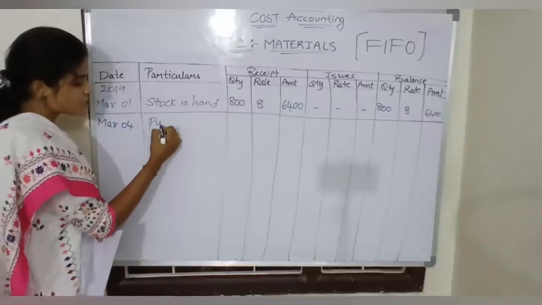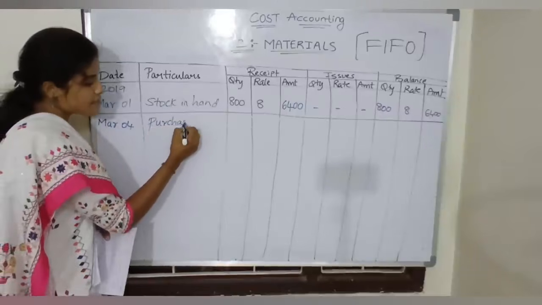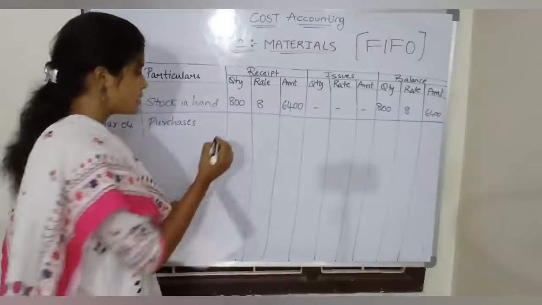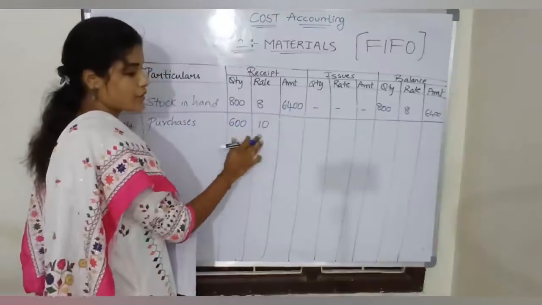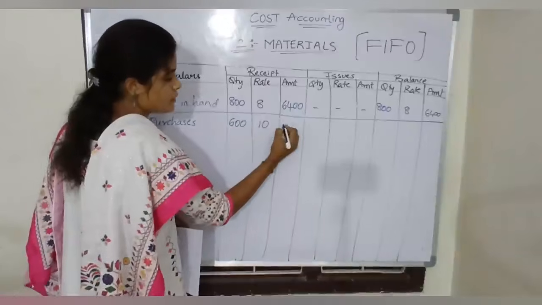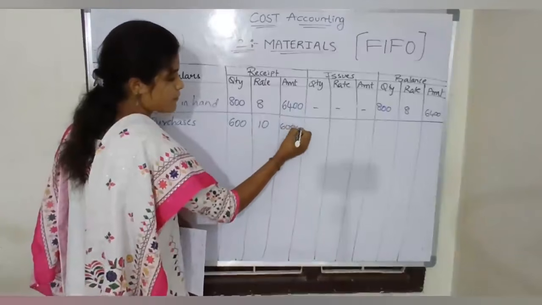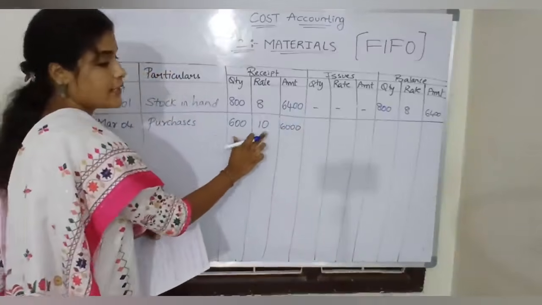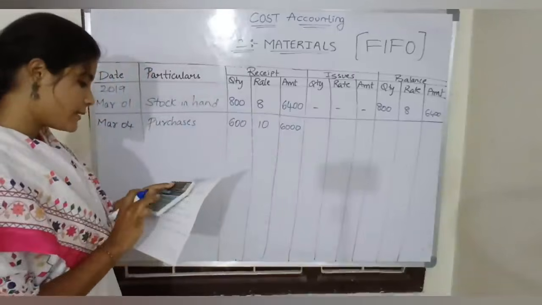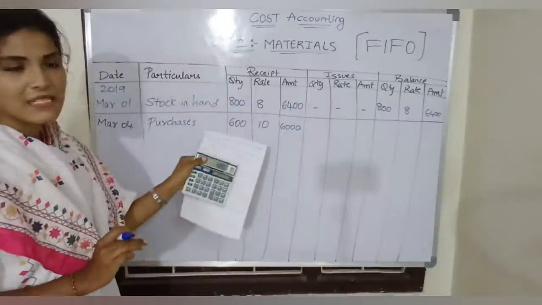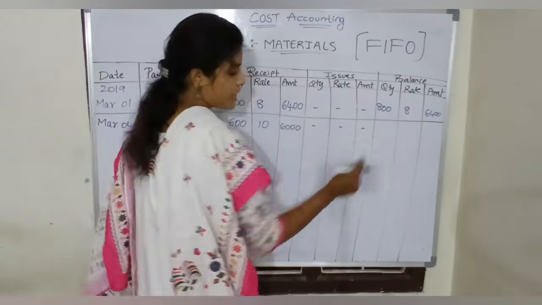So here purchase is nothing but receipts. How many purchases have there? 600 units, 10 rupees per unit. 600 into 10, 6000. Understood? Amount we need to calculate. So 600 into 10 will be 6000. So issues is not we are having.